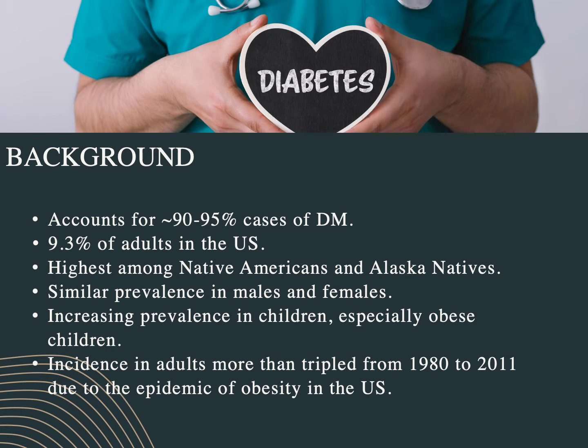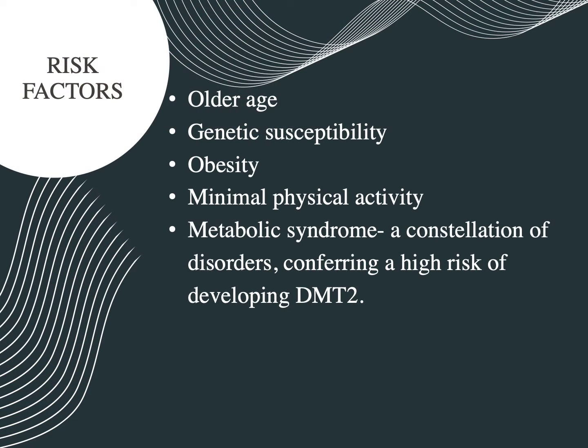Moving to the disease background. Diabetes. Here are some risk factors of the disease. The first one is age. The older the age, the higher the risk of having the disease. The second one is genetic susceptibility. Next is obesity. People who have a sedentary lifestyle with minimal physical activity are also at high risk of having the disease. And the last one is metabolic syndrome.